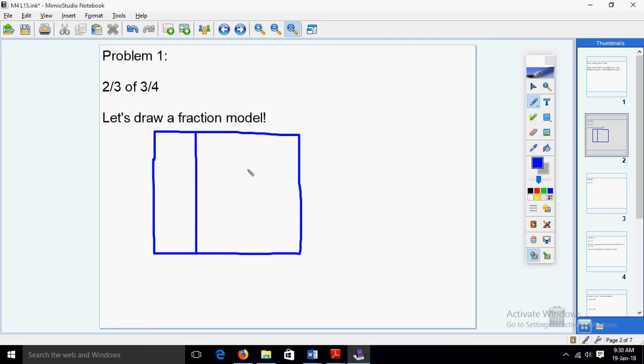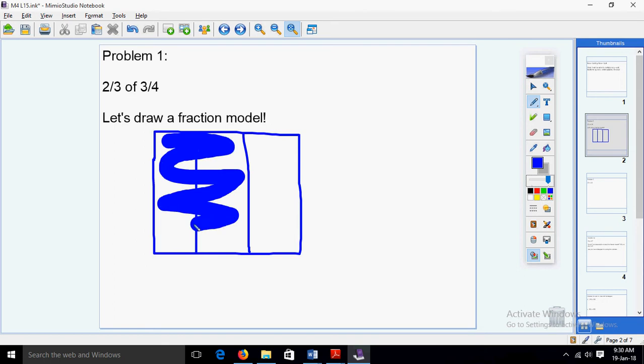All right, so I'm going to show 2/3. So here's my thirds. And then I'm going to go to the biggest one because that's the easiest. And I'm going to show two of those. All right, I'm going to switch it over to red, and I'm going to show 3/4. So I'm going to show fourths first, and then shade in the 3 out of the 4. All right. 1, 2, 3.